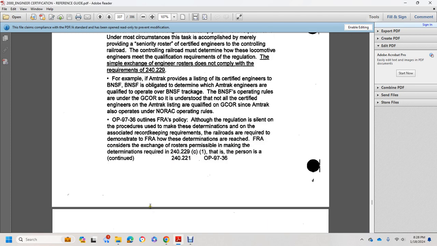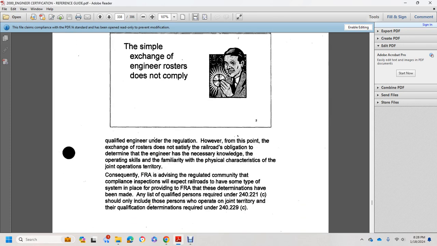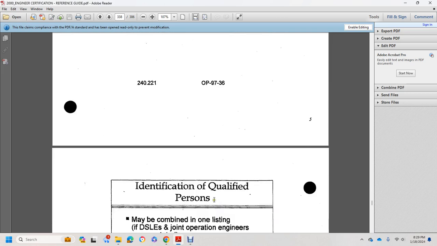A simple exchange of rosters does not establish that the railroad has determined the engineers have the necessary knowledge, operating skill, ability, and familiarity with the physical characteristics of the joint operation territory. Consequently, the FRA advises that during compliance inspections, the railroad should be expected to provide the determination made. The list of qualified personnel required by 240.221(c) should include persons who operate in joint territory with qualification determined under the requirements of 240.229(c).